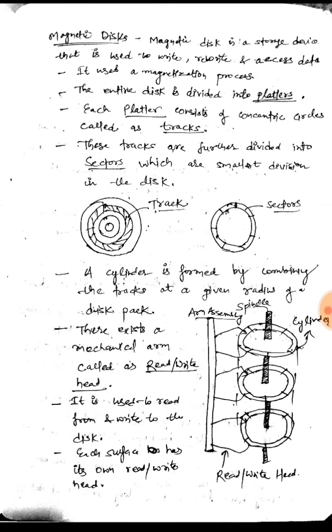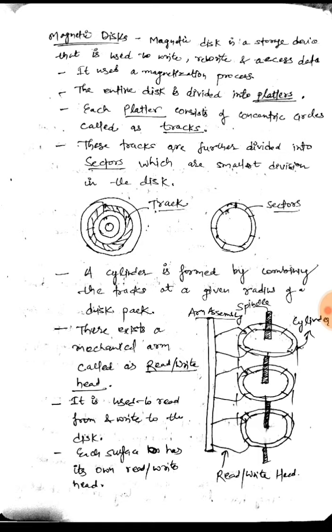Then we have magnetic disks. A magnetic disk is a storage device that is used to write, rewrite and access data. We can write it, we can erase it, then we can rewrite and access the data it has stored. It uses a magnetization process. The entire disk is divided into platters. So the disk is divided into platters.